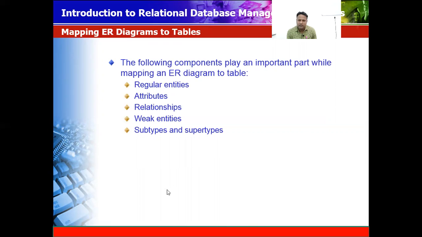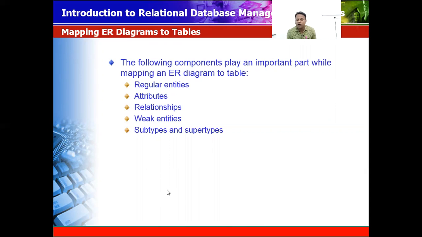One is regular entity, attribute, relationship, weak entity, soft type and super type. So these are the key components required while you are creating the ER diagram.